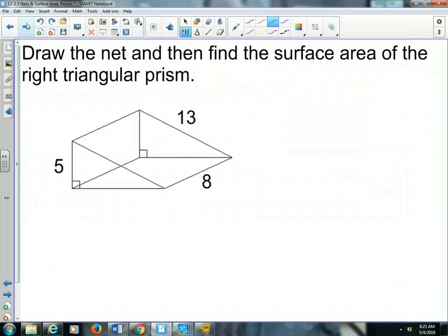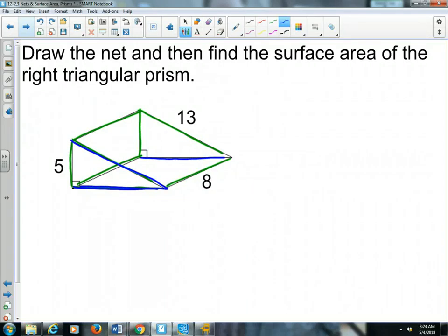This one says, draw the net and then find the surface area of the right triangular prism. So we aren't given dot paper, so we're just going to approximate the look of this net. We'll do that quite a few times in this chapter. One thing that we need to know here first, class, is the length of this one. We know this is 5 high, so it's 5 high right here. This is 8, so that means this is 8 and this is 8. We know this is 13 and this is 13, but we don't know this distance or this distance, which are the same.